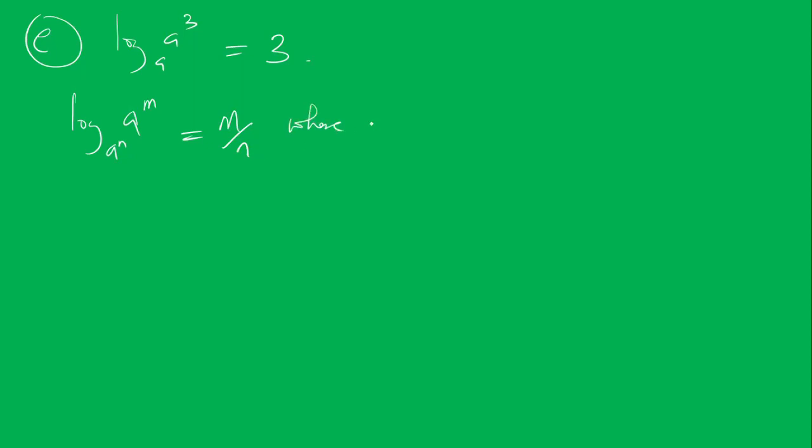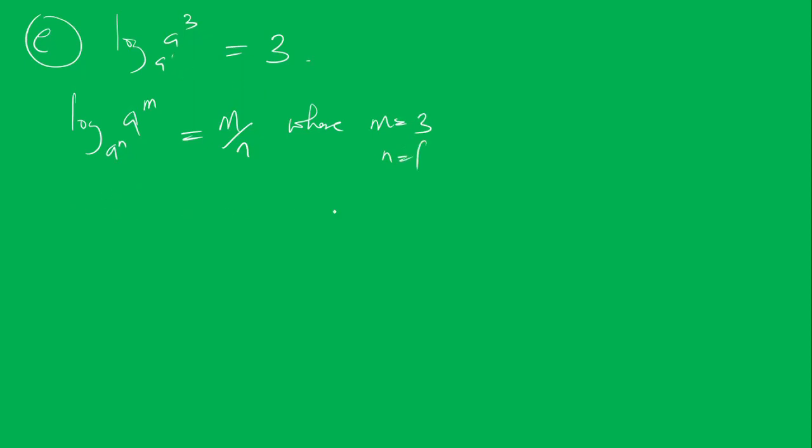Then let's look at E. E is log of a to the power 3, base a. This will be 3, because according to that rule, log of a to the power m base a to the power n is equal to m all over n, where m is equal to 3 and n is equal to 1. So that is it.